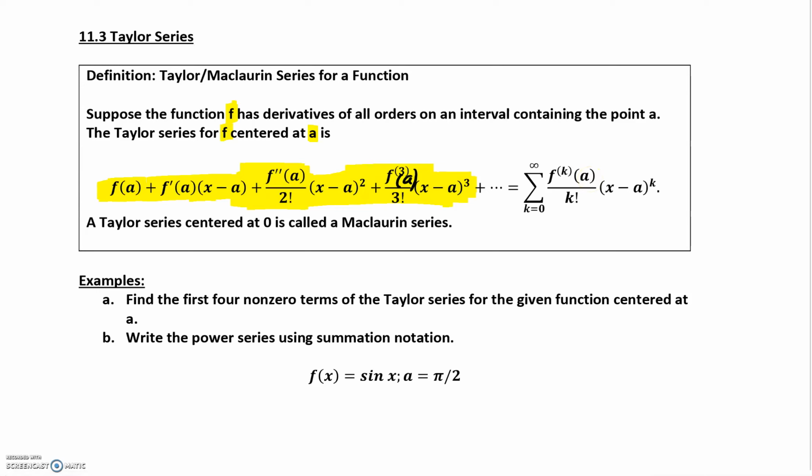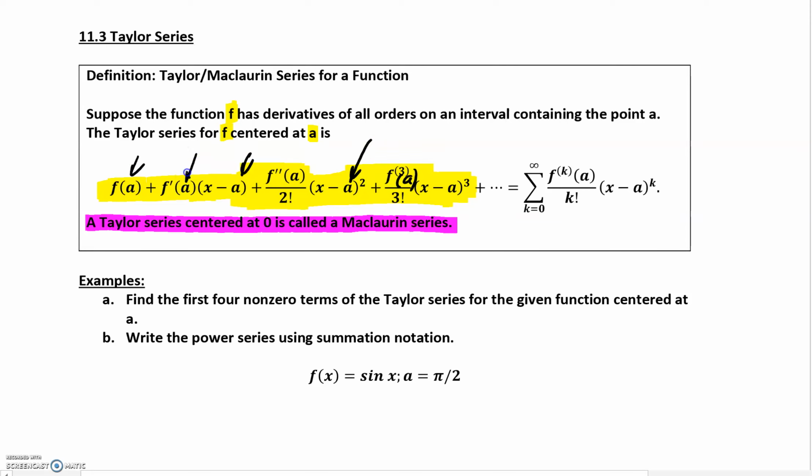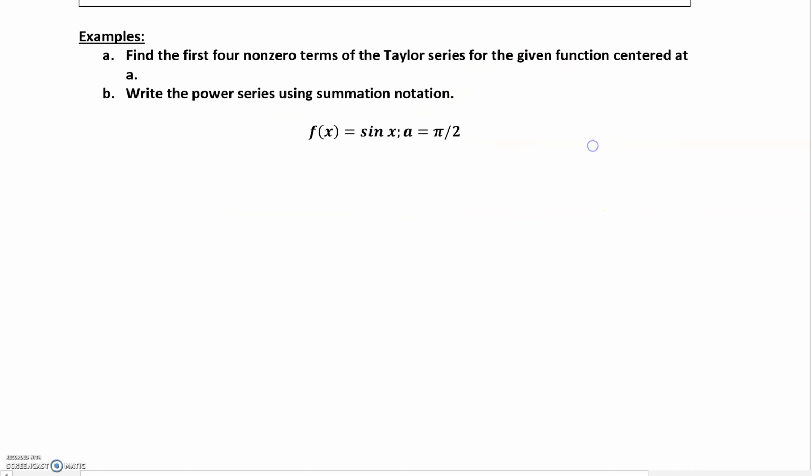Now, something very important: a Taylor series centered at 0 is called a Maclaurin series. So basically, if everywhere you see a, you put a 0, then you are calculating a Maclaurin series. So let's do this example.